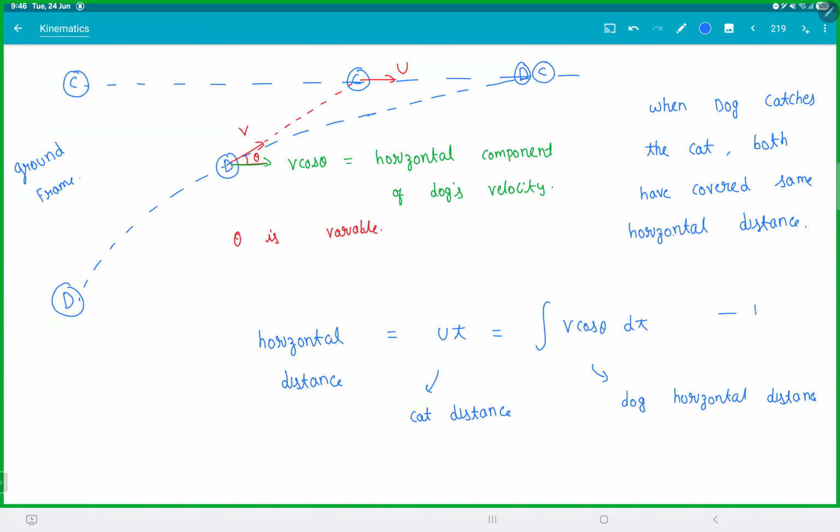Now, unfortunately, I don't know dt, I don't know theta, I can't integrate this. So I somehow need to eliminate cos theta dt. So if you can eliminate cos theta dt, my job is done. Is this part clear, everyone?